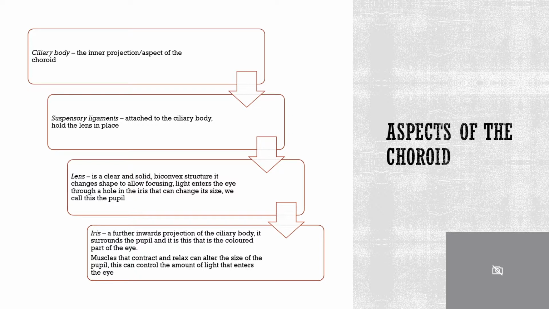Light enters the eye through a hole in the iris that can change its size, and we call this the pupil. The iris is a further inwards projection of the ciliary body. It surrounds the pupil, and it is the coloured part of the eye. Muscles that contract and relax can alter the size of the pupil, and this can control the amount of light that enters the eye.